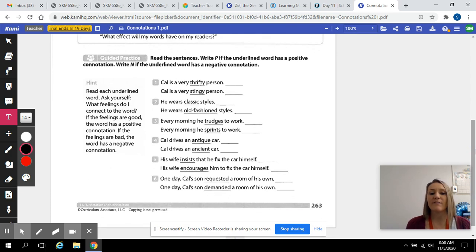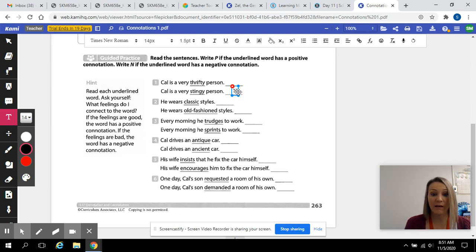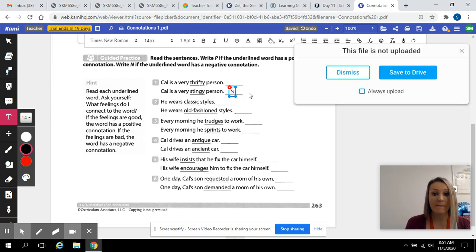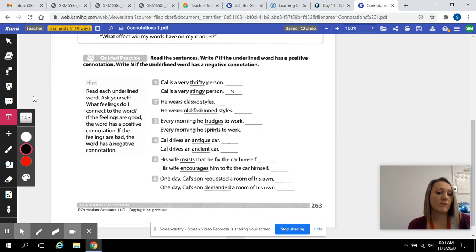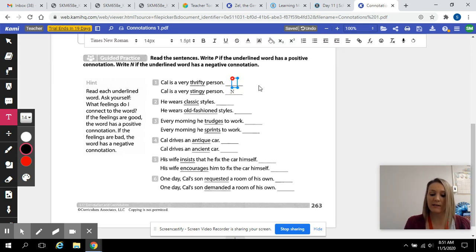Number one: Cal is a very thrifty person. Cal is a very stingy person. They have almost the same definition, but different connotations, different feelings. So when I think of someone as being stingy, I think negative. It's a negative word. But if I think of someone being thrifty, I think of a positive.